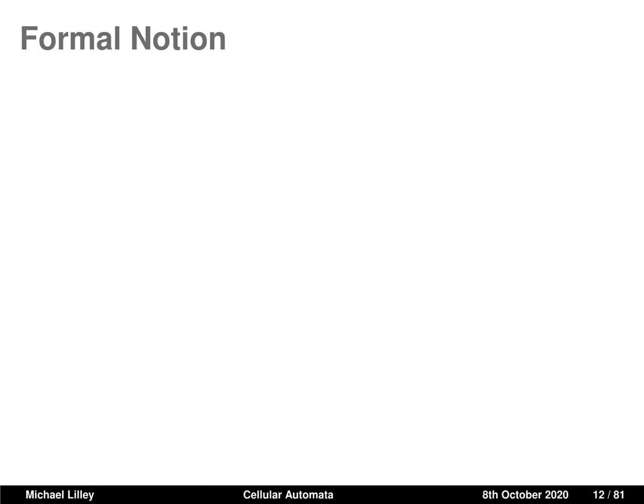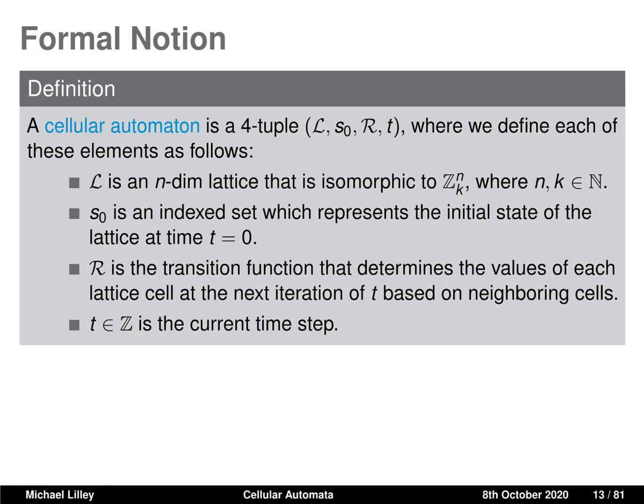Before we go any further, we're going to introduce the formal notion of a cellular automaton. We define a standard cellular automaton as a 4-tuple. The first element of this 4-tuple is the lattice or grid of cells that the state of our cellular automaton will exist on at a given time point. Lattices are a finite grid of cells, and hence they are isomorphic to the direct sum of Z mod n.